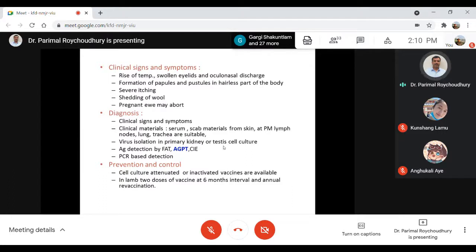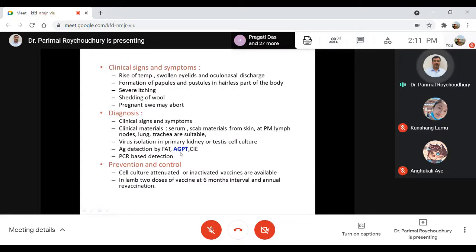However, as I said, whether it is sheep pox or goat pox, obviously you have to go for molecular confirmation. The animal will show all the typical symptoms of pox, like severe itching and shedding of wool, and even the pregnant ewes may abort, and the prominent skin eruptions are typical signs of pox infection. So in the diagnosis, these signs and symptoms matter, and then for confirmation we can go for different clinical samples, which can be collected at the time of postmortem, and antemortem samples like serum and even the skin scab can be collected for laboratory confirmation.